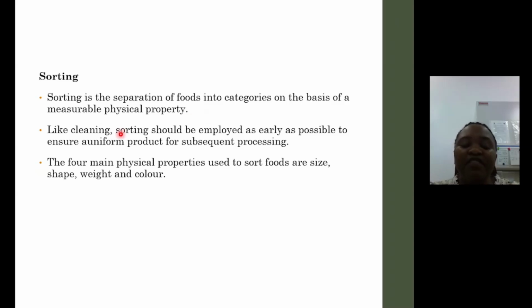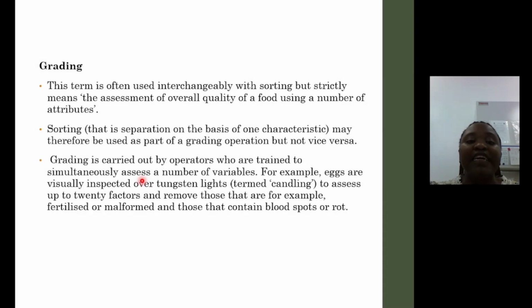Like the processes of cleaning, sorting should be employed as early as possible to ensure a uniform product for subsequent processing. The four main physical properties used to sort food are based on size, shape, weight, and also color. Then we have grading. So we have cleaned, we have sorted, now we do grading.